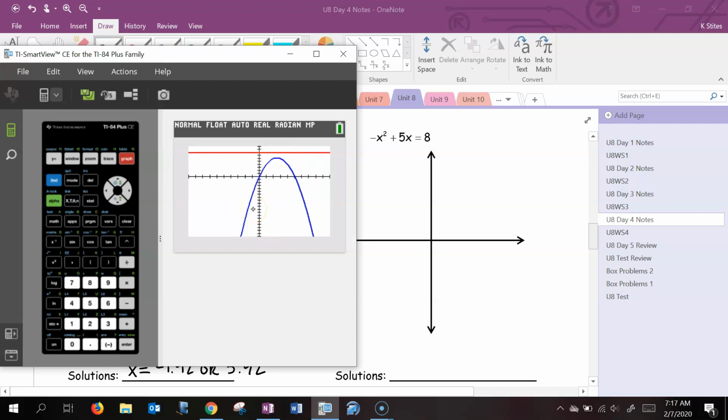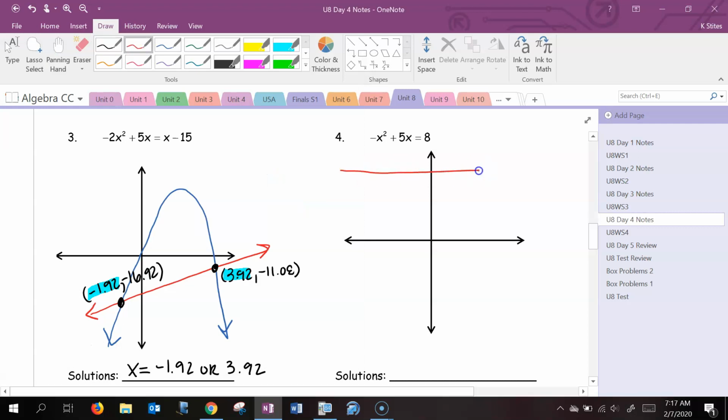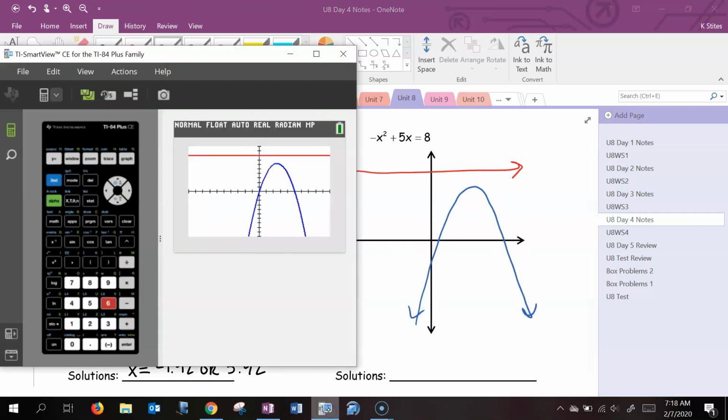I'm going to go back to a standard window now. So whenever you want to change your window back to what it was originally, let's do a zoom 6. Okay, so this is a different situation here. You have a horizontal line, you have a parabola, but what you probably notice is they are not intersecting.